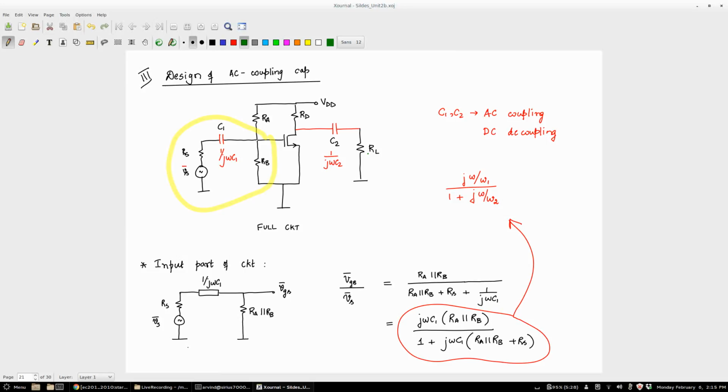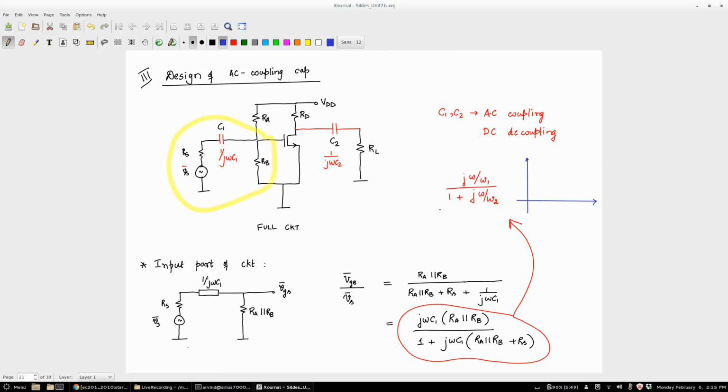Just to see that, let's go back and look at the frequency response, say for example the input frequency response. What was the input frequency response? It was j omega C. We in fact wrote it down here. It was j omega by omega 1 divided by 1 plus j omega by omega 2. If your RS is very small, which is a reasonable thing to say, R_A parallel R_B is much greater than RS. That's how we are designing this, which means that this omega 1 is approximately omega 2.